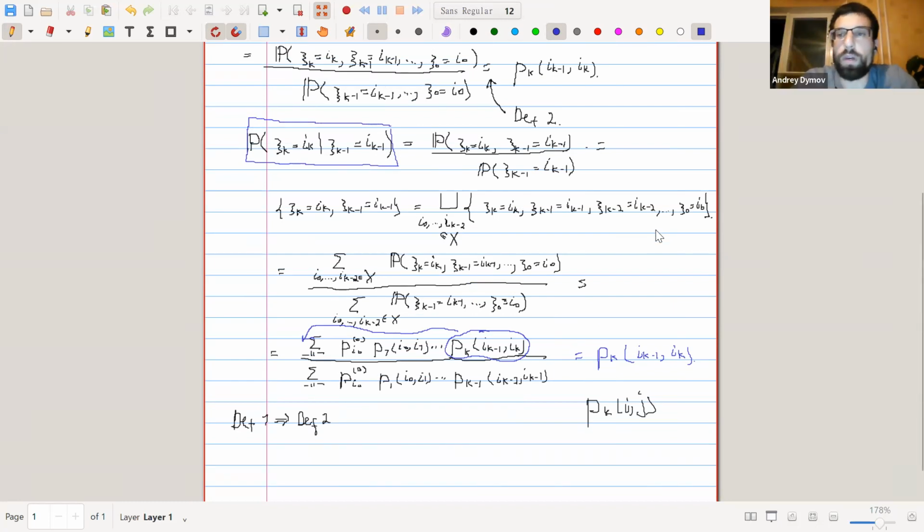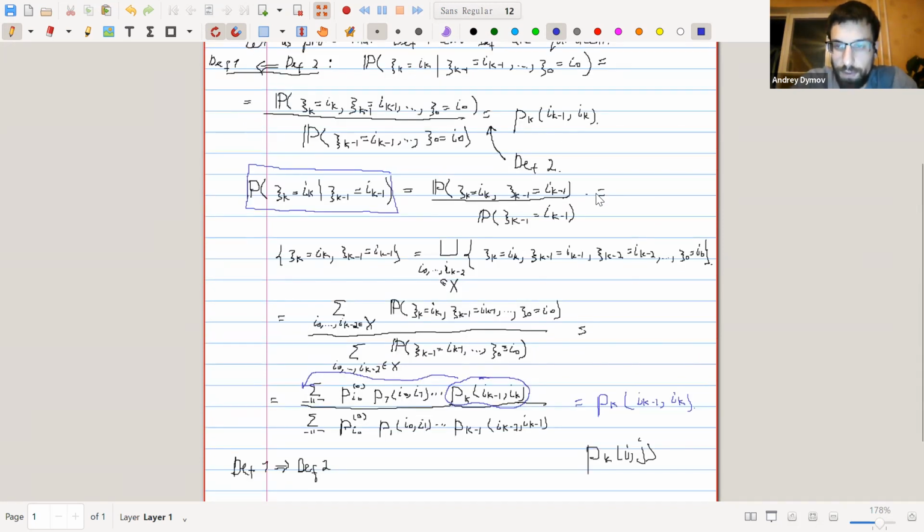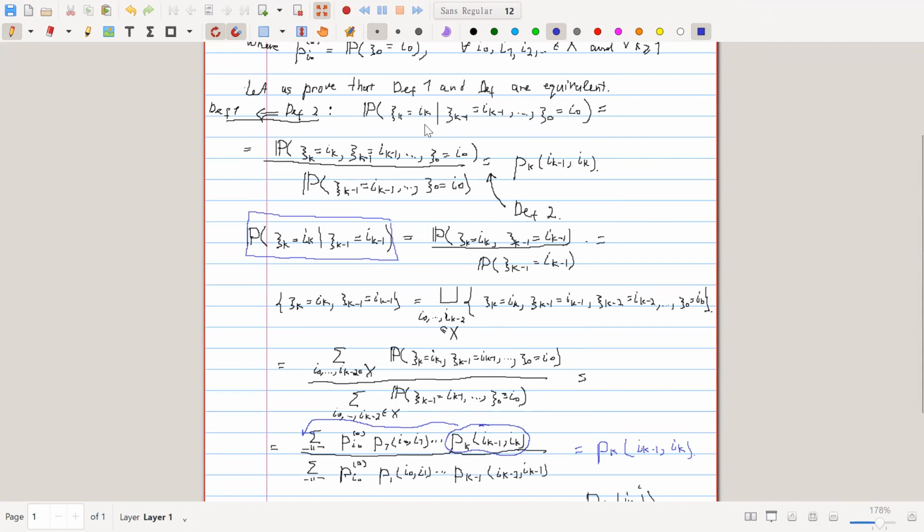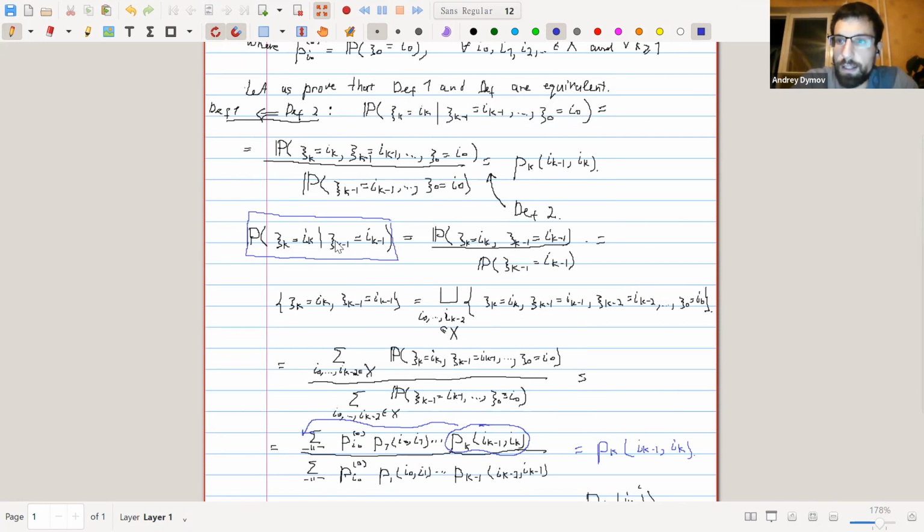Look, we have two equivalent definitions. The first definition, which I gave as the principal definition of the Markov chain, states two things. The first one is that this probability equals this one. And the second thing states that this probability equals this one.